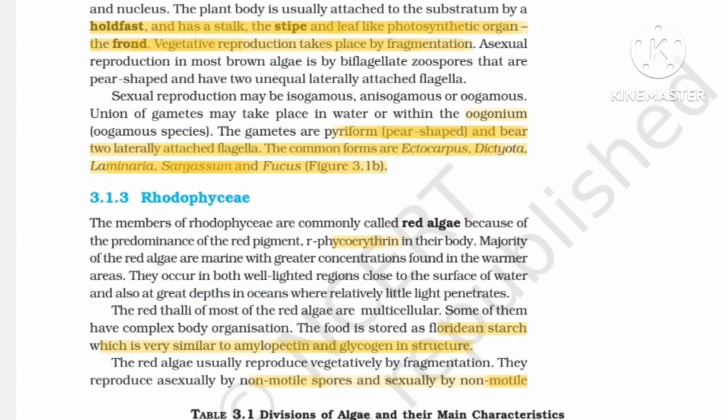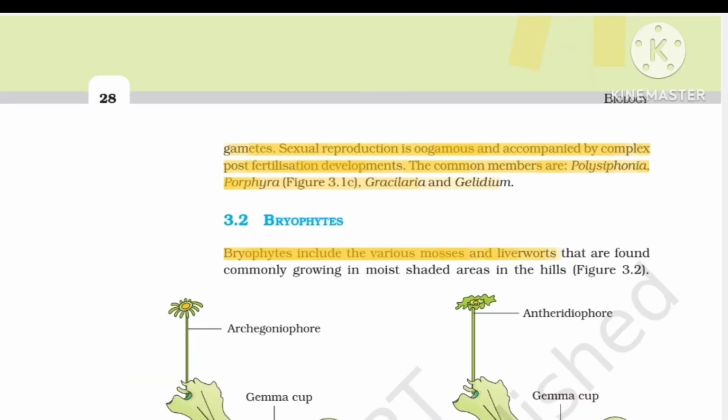And then we talk about the Rhodophyceae, which is commonly called red algae and has a red pigment called r-phycoerythrin. The food is stored as floridean starch, which is very similar to amylopectin and glycogen in structure. They reproduce vegetatively by fragmentation, asexually by non-motile spores and sexually by non-motile gametes. Sexual reproduction is oogamous and accompanied by complex post-fertilization developments. Some common examples are Polysiphonia, Porphyra, Gracilaria and Gelidium.